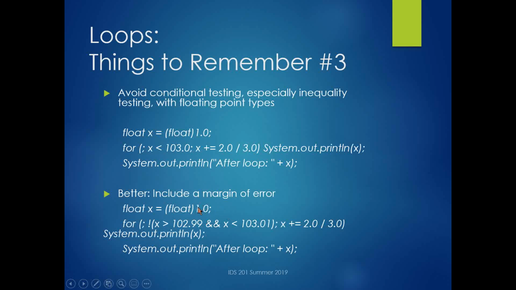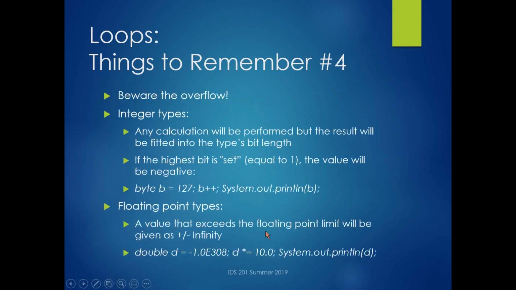If you absolutely must use floating point numbers in your loop, it's better to include a margin of error. So in this case, we're going to repeat the loop as long as x is outside the range of just under 103 and just over 103. If it's a little bit far away from 103, then that's okay. We're going to keep on going. So we have to make sure that each time we add 2/3 to our initial value of 1, eventually we get pretty close to 103, close enough that the loop ends when it's supposed to.